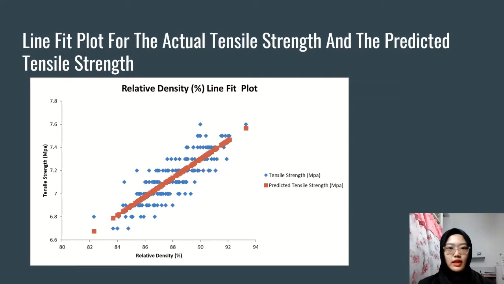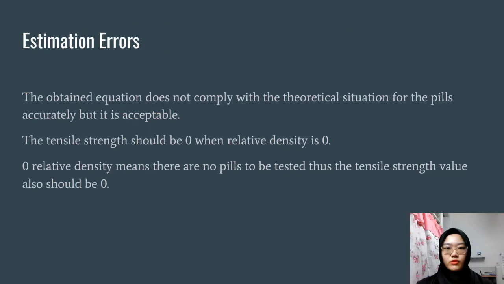As you can see, it is a positive linear relationship. So for the estimation errors, the obtained equation does not comply with the theoretical situation for the fields accurately, but it is acceptable because the tensile strength should be 0 when the relative density is 0. Zero relative density means that there's no fields to be tested, thus the tensile strength value should be 0.